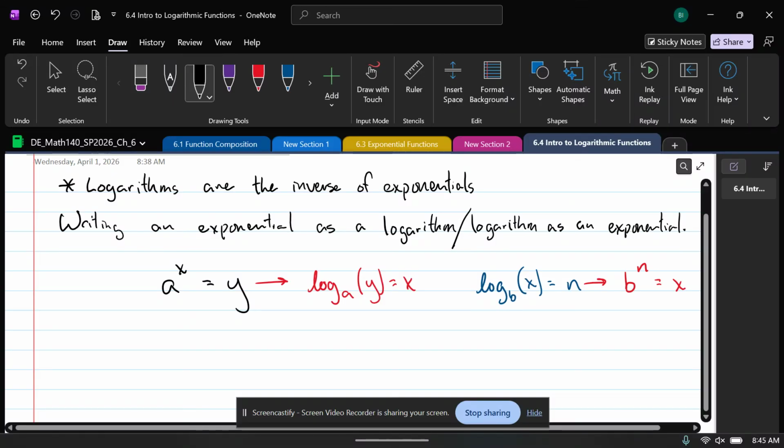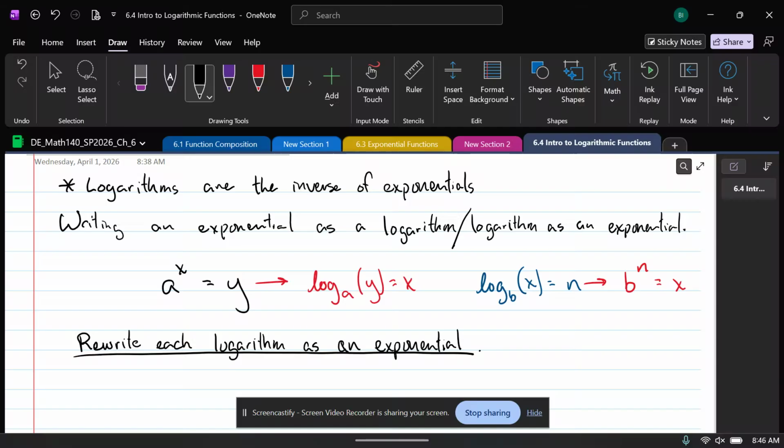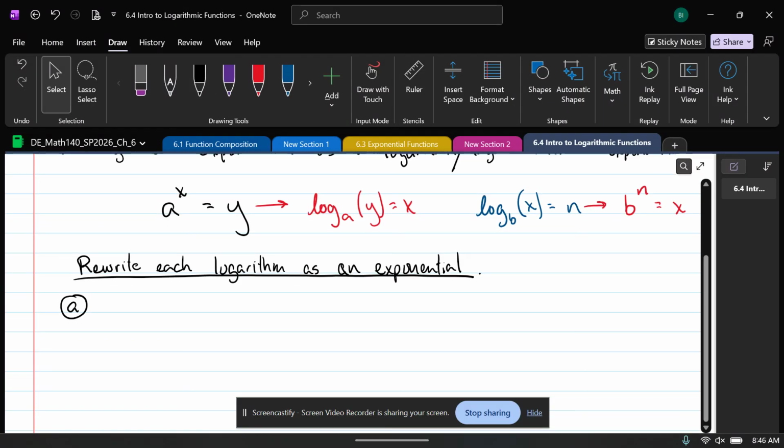Okay. All right. So let's start. Let's go logarithm to exponential first. So rewrite each logarithm as an exponential. So keys to the kingdom up there, the blue to red, logarithm to exponential.